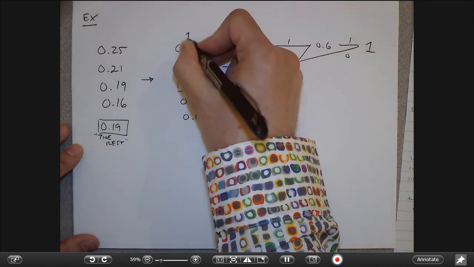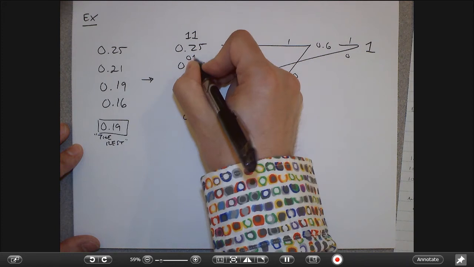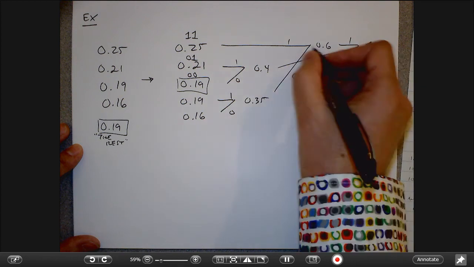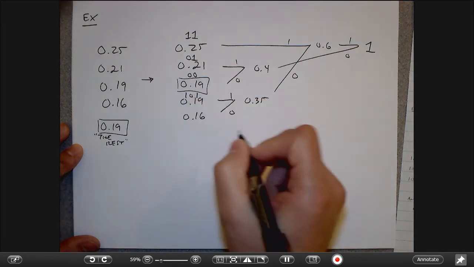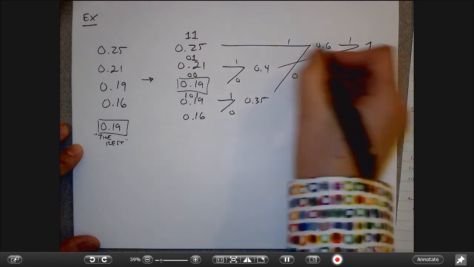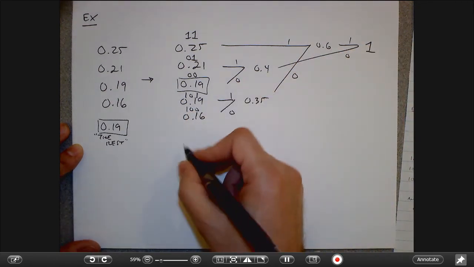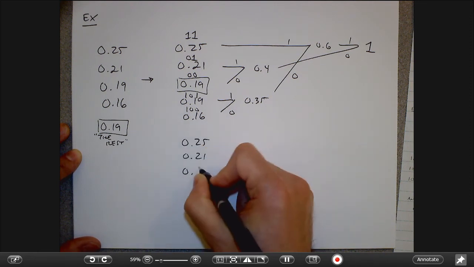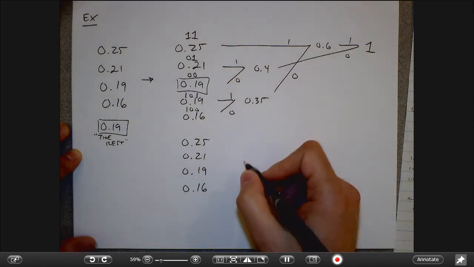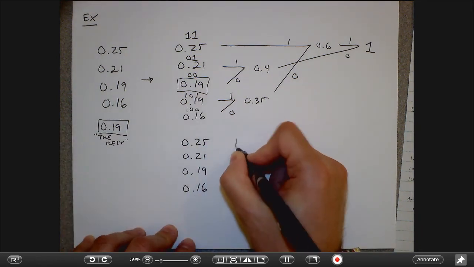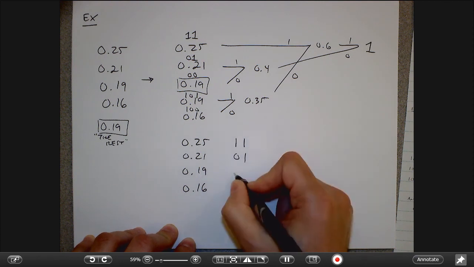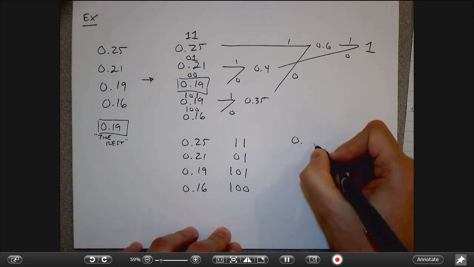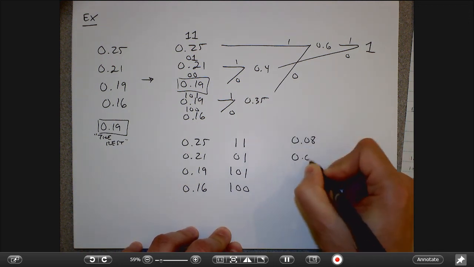Okay, so that would tell me that I give this one code word 1.1, this one 0.1, this one here 0.0, then 1.0.1 and 1.0.0. So if I were to go back, here are my original code words, and I will just write down my code for those. And then here are my code words that I called the rest.